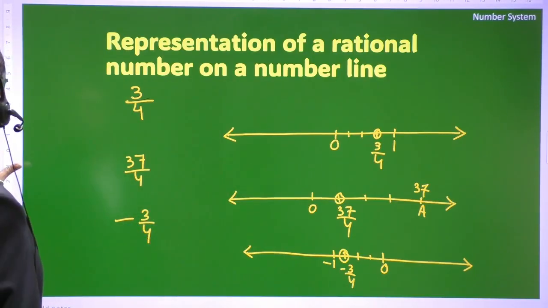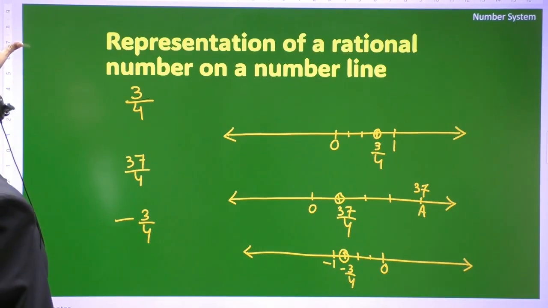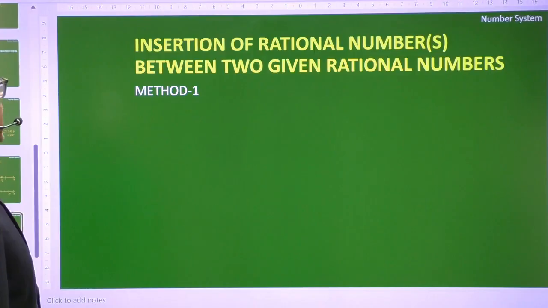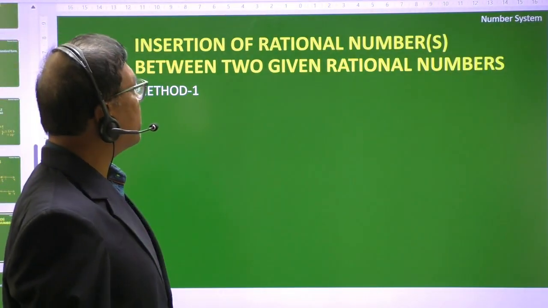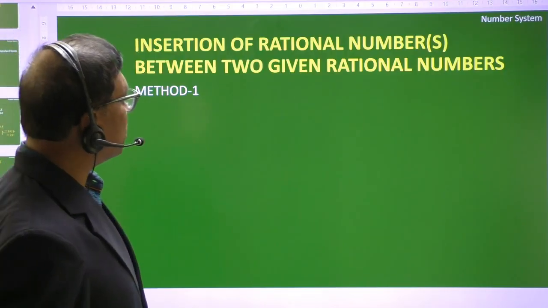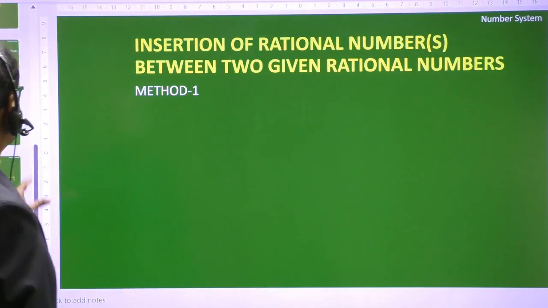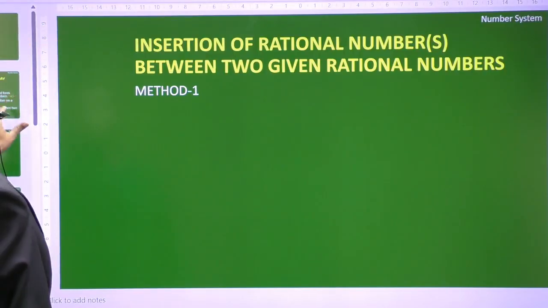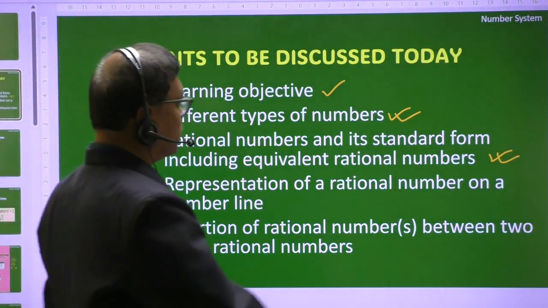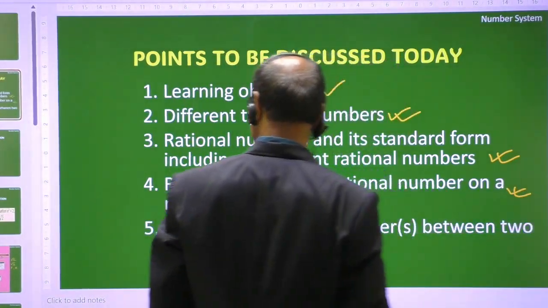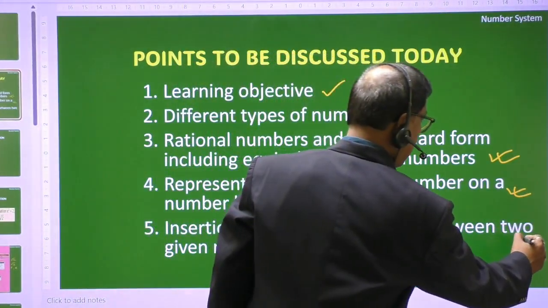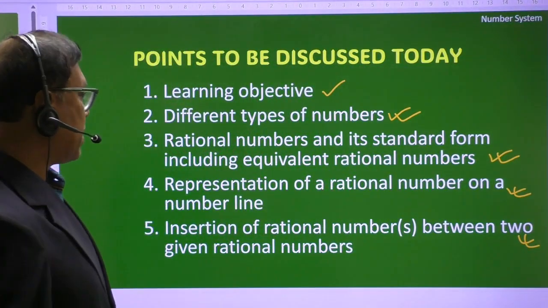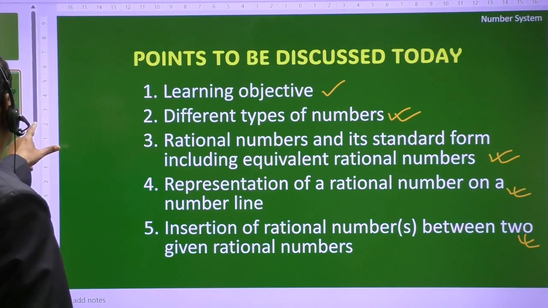Now I'll discuss the next point, insertion of rational numbers between two given rational numbers. The item is insertion of rational number or numbers between two given rational numbers. So fourth point completed, and this is our last point that I will discuss: insertion of rational number or numbers between two rational numbers.